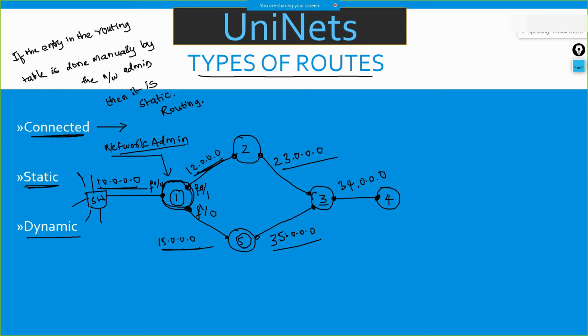Now I told R1 that in order to reach 23 you have to go to 12.2. I entered an entry in the routing table of my router, then it will be static. Then what is dynamic? If the router learns from the routing updates from different routers, then it is dynamic.